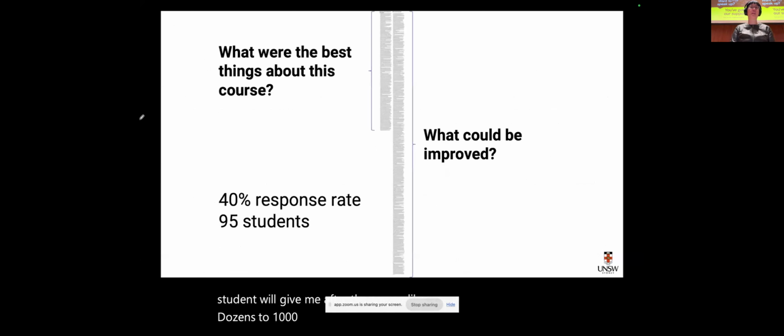And if you look at what they're unhappy with, it is often twice as long as what they are happy with. And this is just for 95 students. So at UNSW, we've got courses with 400, 500 students. So there's a lot of information to process there.